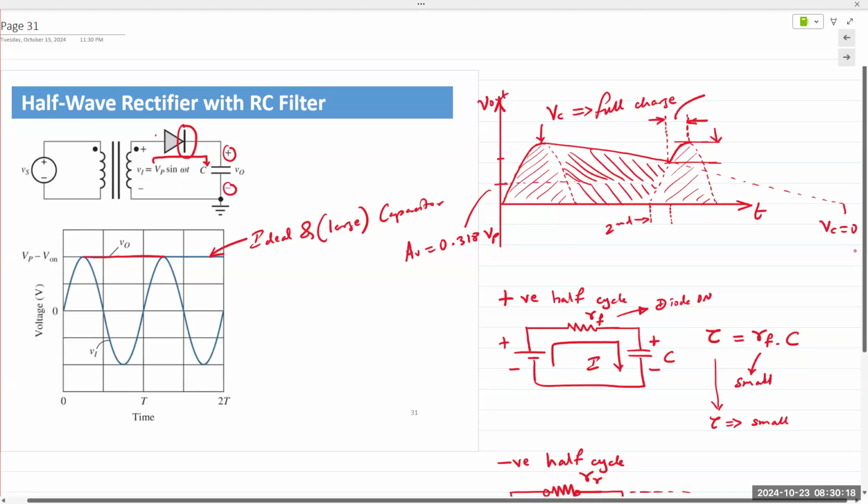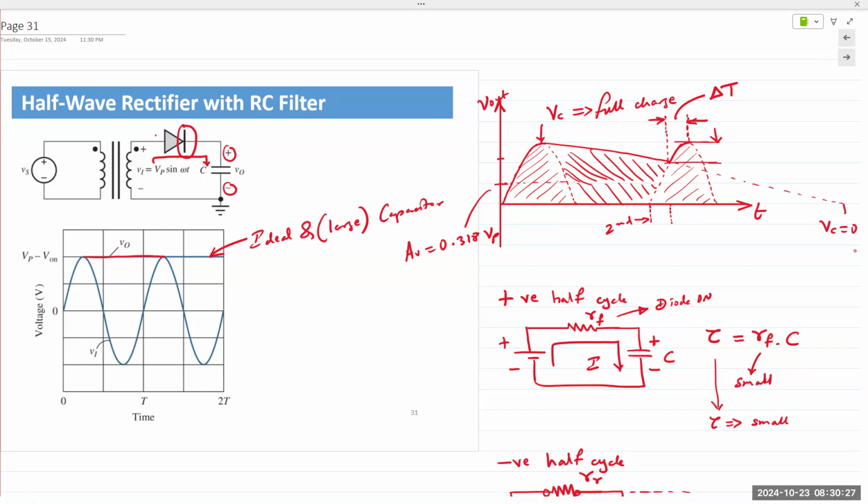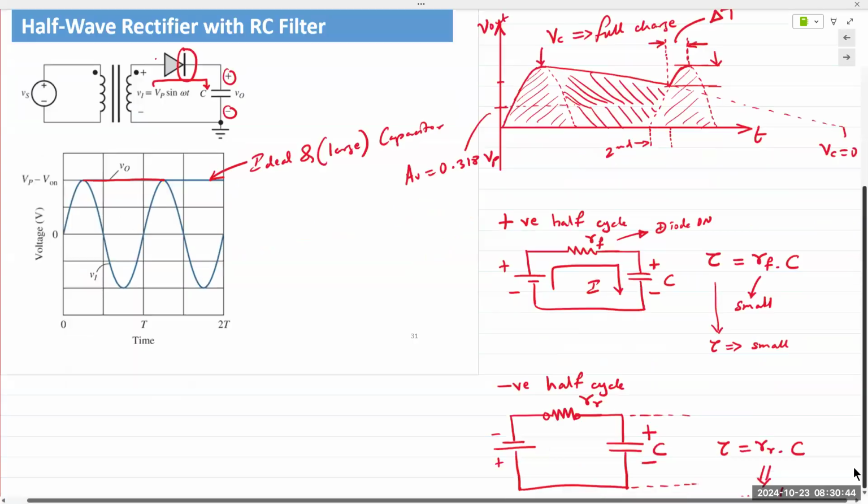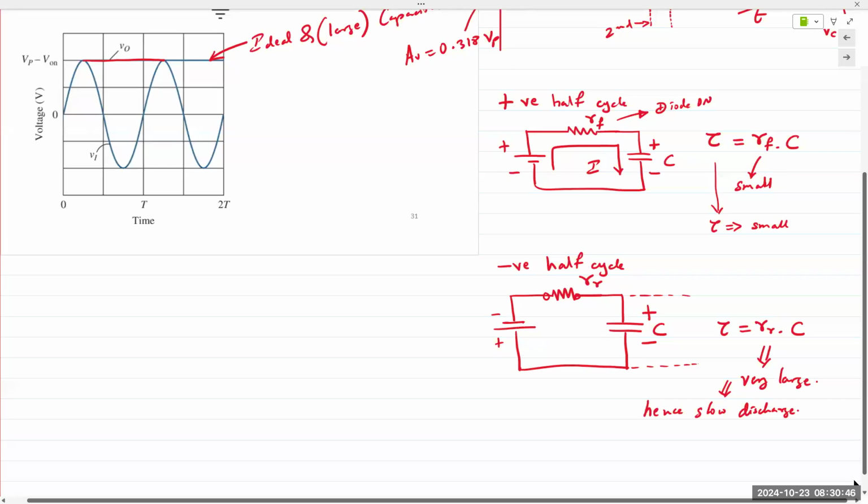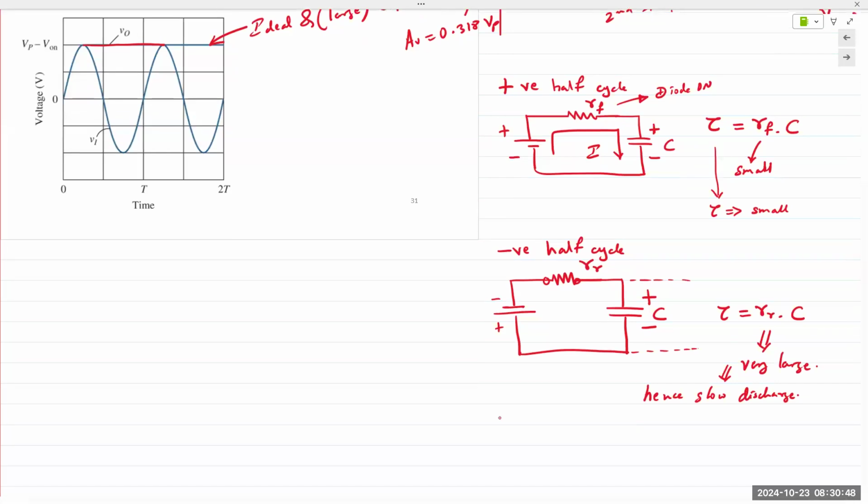And this is noted by a term called delta T. So the diode is only on for that portion of the time. Once it starts dropping, the diode turns off, the capacitor starts discharging. So the diode is only on for that portion of the time, which is known as delta T. This is known as the conduction time, and the corresponding angular value is known as the conduction angle.